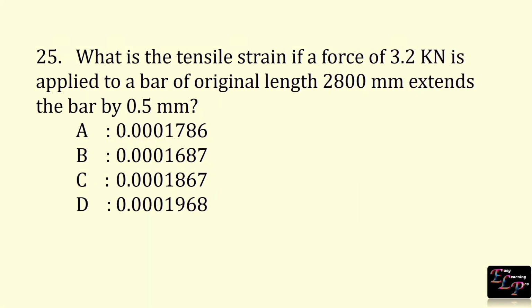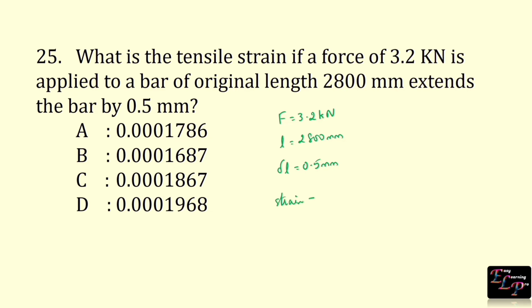Next question. What is the tensile strain if a force of 3.2 kilonewton is applied to a bar of original length 2800 mm, extends the bar by 0.5 mm? Force is given as 3.2 kilonewton. Original length is given as 2800 mm and change in length is given as 0.5 mm. We have to find tensile strain.